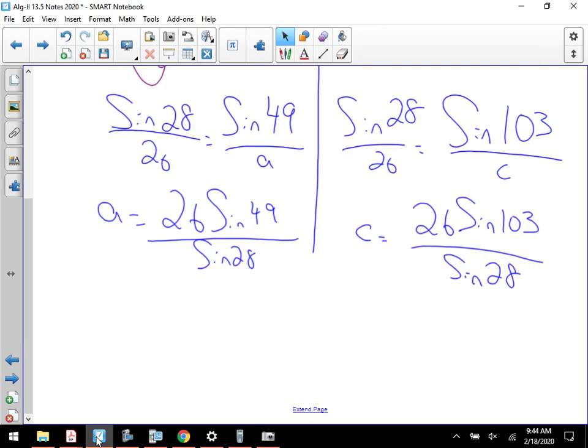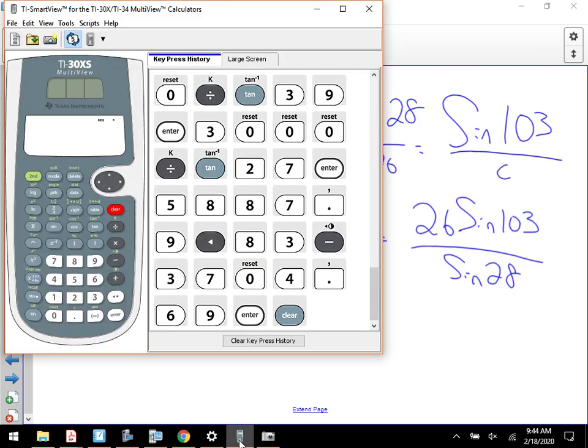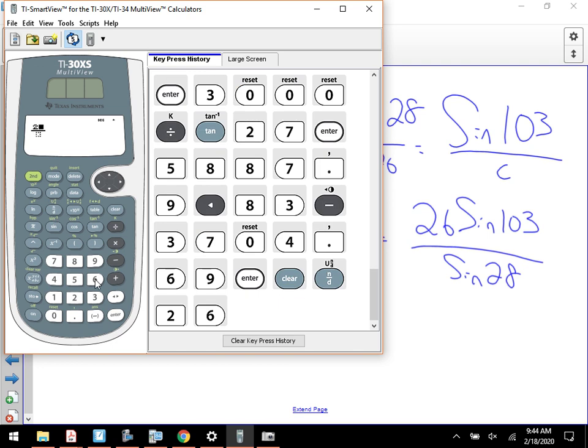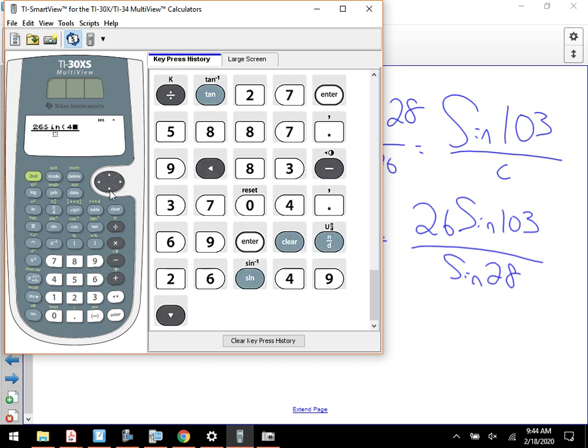So 26 sine 49, fraction bar. So just do a little fraction bar, 26 sine 49 over sine of 28. Since I'm using the fraction bar here, it's okay that you have an open parenthesis at the end there. It's not going to change anything. Okay. You're going to be just fine. Hit enter, round to 2 digits, and I got 41.8. Be okay with me on that?